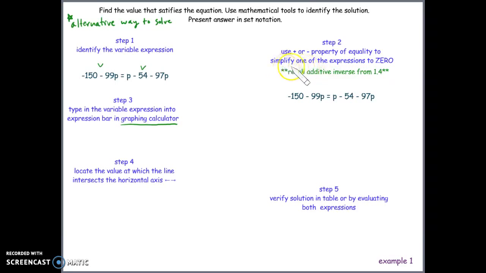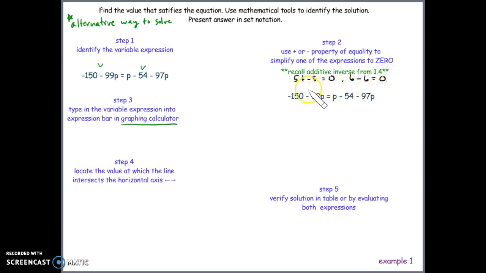And when I say simplify one of the expressions to 0, I want you to recall the additive inverse that we learned about in lesson 1.4. So we learned that when you have a number, for example 5, and you add the opposite of that number, negative 5, those numbers are additive inverses, so they will always add up to or simplify to 0. The same thing was true when we have a number like 6, and we subtracted the same value. These numbers will always subtract to 0 if they are the same.